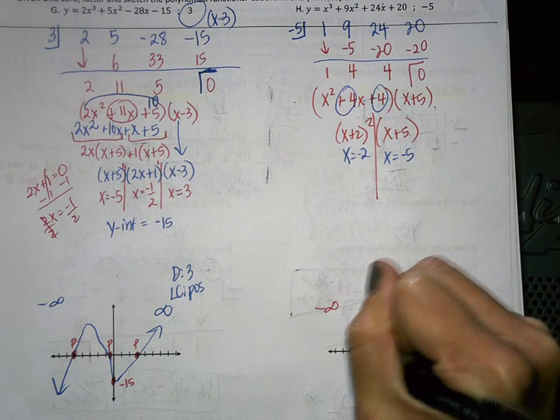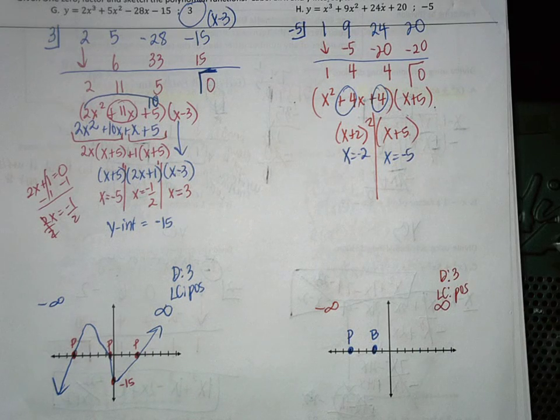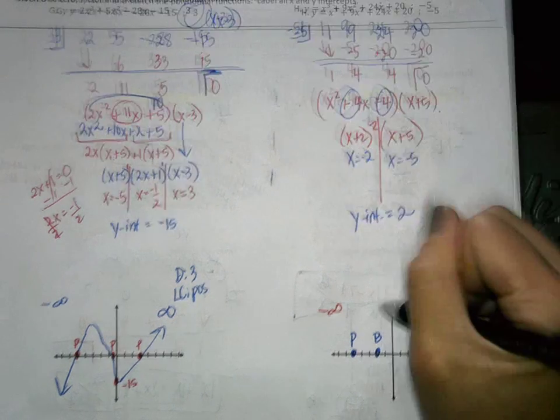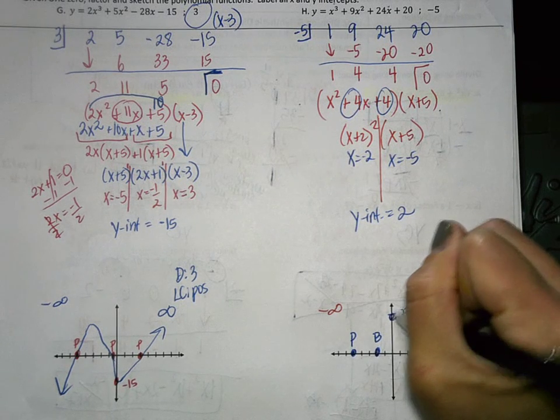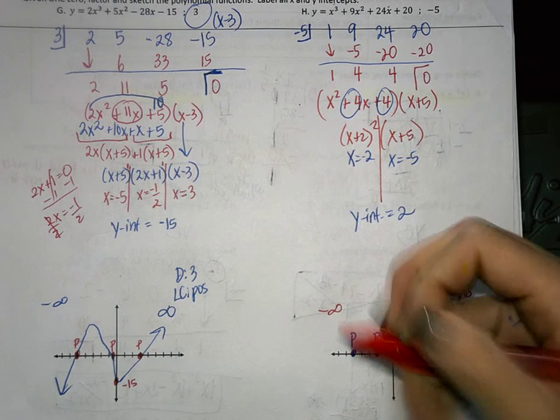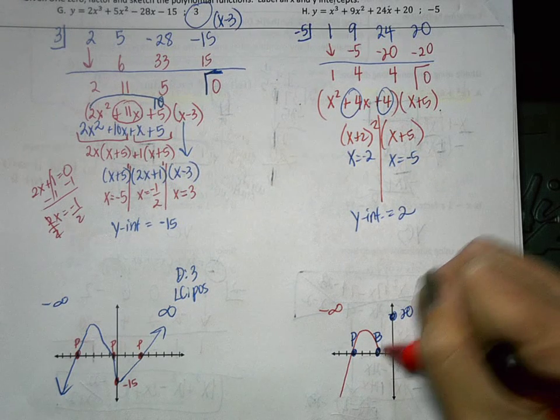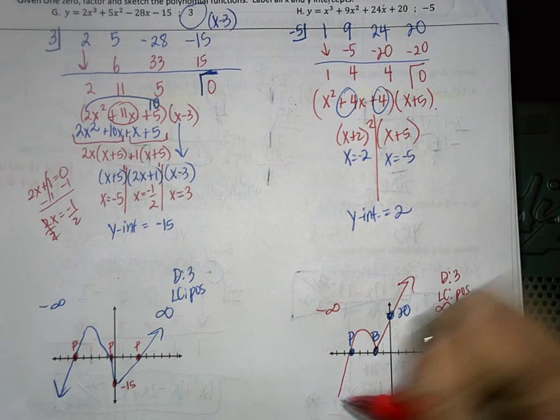Okay? My y-intercept on this one is going to be what? 20. So we make a point at 20, and then we draw our graph. So we're starting at negative infinity. We pass through. When I get to the bounce, I touch it, and it goes right back up. It goes through 20, and it keeps going up to positive infinity. Any questions?